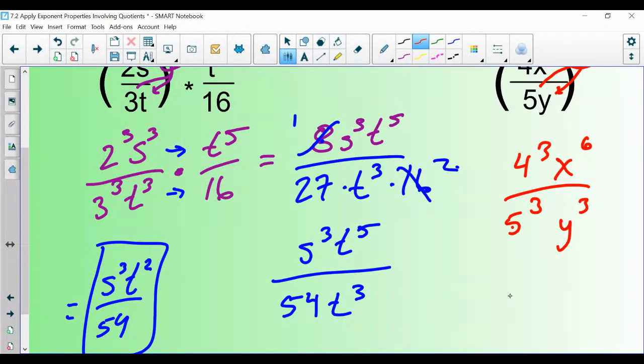Otherwise, 4 to the third is 64. And 5 to the third is 125. And that would be the other answer if it said simplify your exponents completely. That's all I have for you guys today. This is section 7.2 on exponent properties that involve quotients.